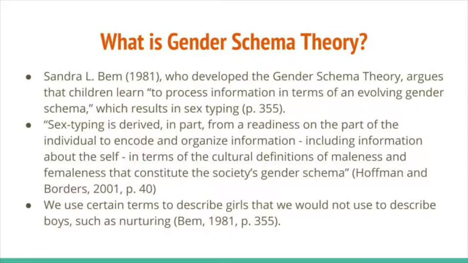So let's investigate further what gender schema theory is. Could you read this out for the audience at home, Duncan? Sure thing, Dr. Jones. Sandra L. Bem argues that children learn to process information in terms of an evolving gender schema, which results in sex typing. What's sex typing, you ask? Sex typing is derived, in part, from a readiness on the part of the individual to encode and organize information, including information about the self, in terms of the cultural definitions of maleness and femaleness that constitute the society's gender schema. Therefore, different societies have different gender schemas.